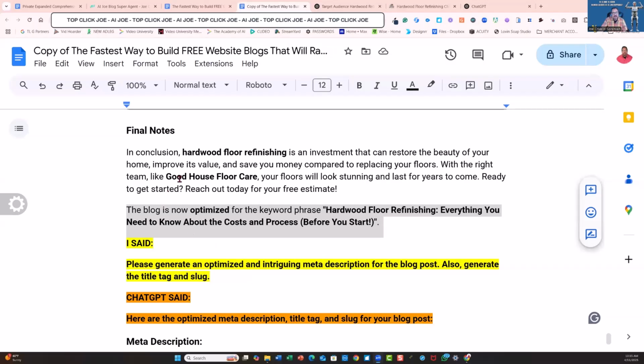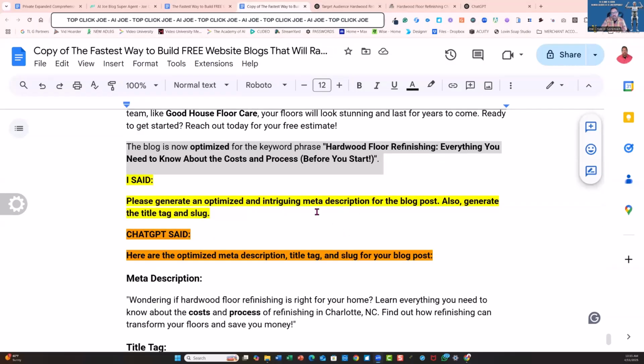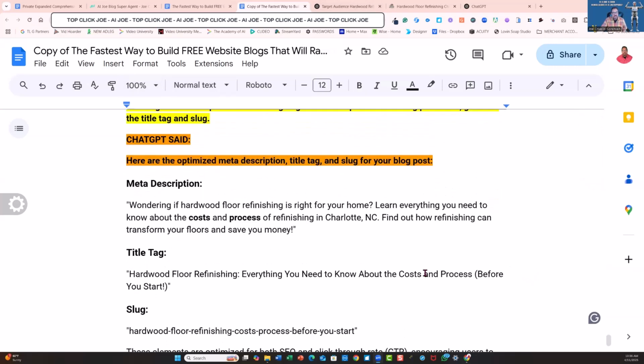Okay, so now I wanted to do one more thing. Please generate an optimized and intriguing meta description for the blog post. I want something that's intriguing, but I also wanted to generate a title tag and a slug. Slug is what's at the end of the URL, right? Here's docs.google documents and then slug, right? Okay, so now I have my meta description that's intriguing.